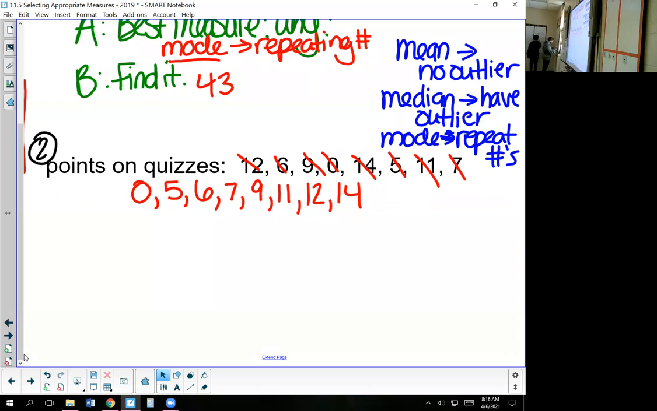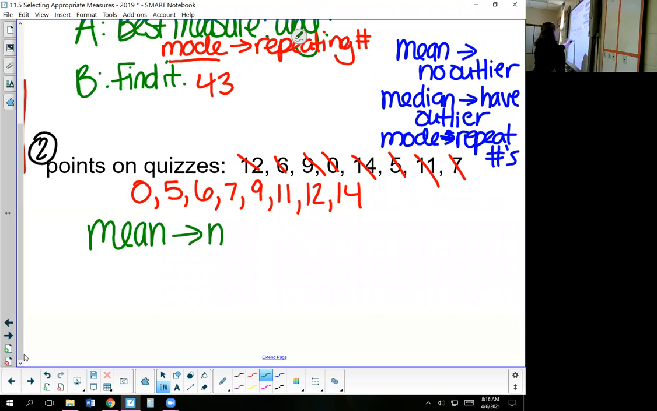Okay, so do I have an outlier? You should have said, no, I don't have an outlier, do I? 0 is close to 5, they're not too far away. So you should have selected mean. Why? Because it has no outlier. So this is still close and this is still close, okay?